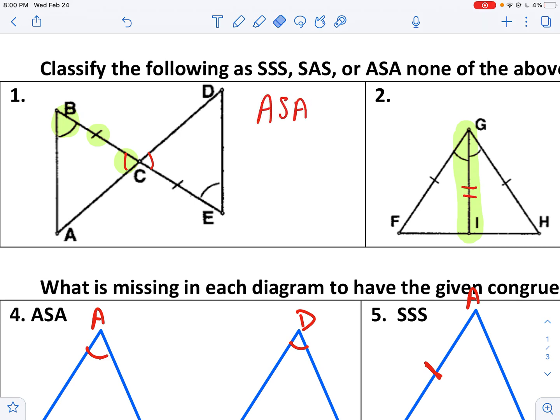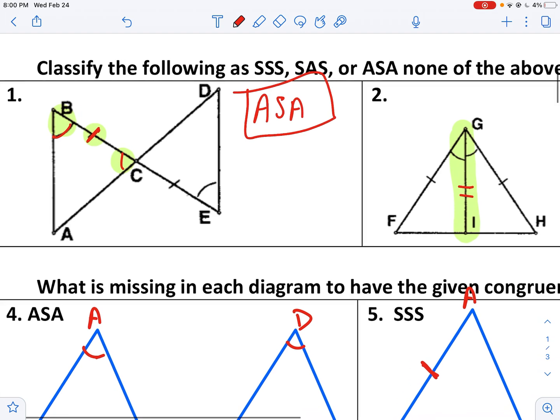And you should always check your work. Make sure that if you're going to claim that theorem, it fits. Do I have two angles with a side in between them? And I do, so that's good. That is, in fact, angle, side, angle.